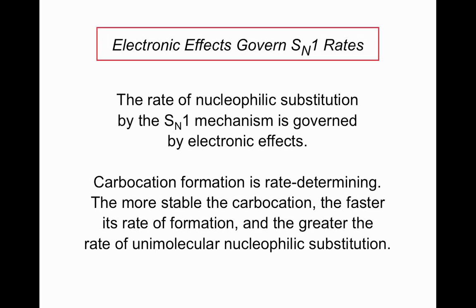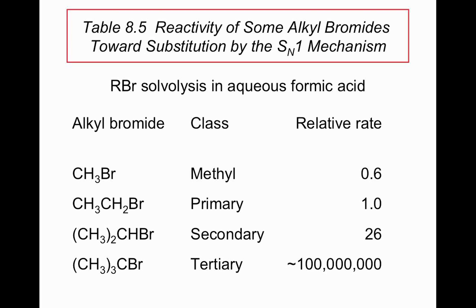This is known, of course, as a stereoelectronic effect. The rate of all SN1 reactions is governed by this stereoelectronic effect. Because the carbocation formation is the rate determining step, any factors that contribute to the stability of that carbocation will increase the rate of an SN1 reaction. So, you should be able to predict the relative rates that you see in Table 8.5 from your textbook.